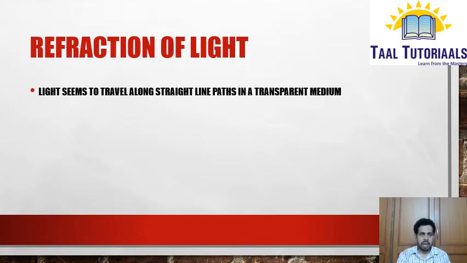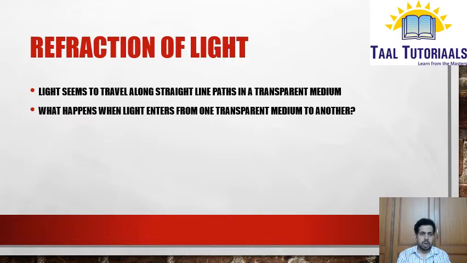Light seems to travel along a straight line path in a transparent medium. So, in a transparent medium, light can pass. We all know that. What happens when light enters from one transparent medium to another medium? This we have not encountered before, right? Whenever light is traveling from one transparent medium to another transparent medium, what happens we'll see.